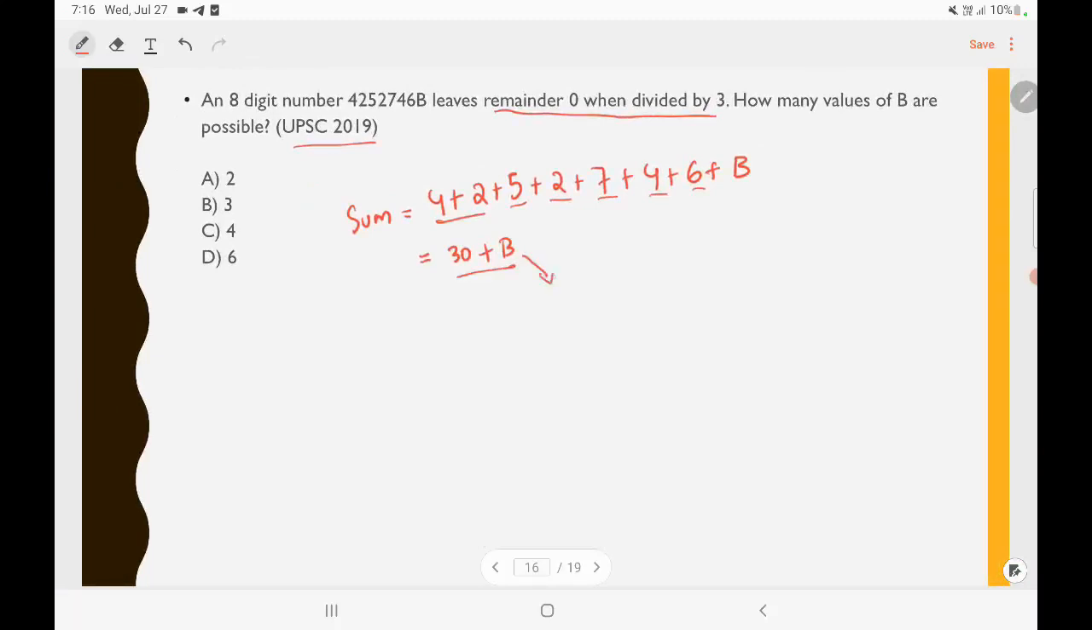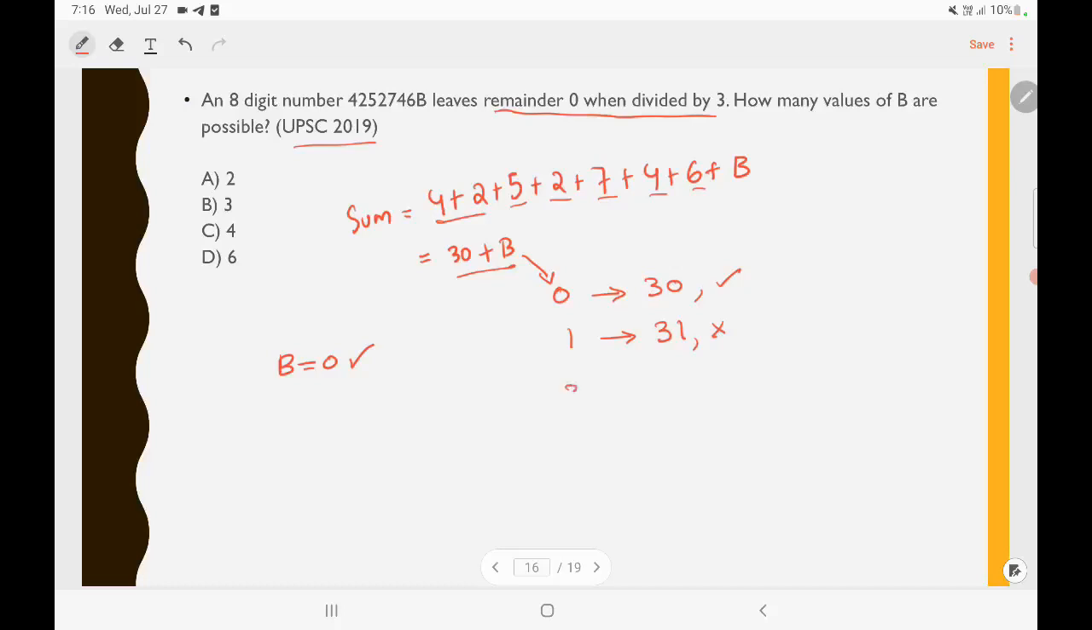So if B is equal to 0, then 30 plus B is equal to 30. 30 is divisible by 3. So this is a possibility. That means B equal to 0 is a possibility. If B is equal to 1, 30 plus B will be 31. 31 is not divisible by 3. Therefore, B equal to 1 is not a possibility.